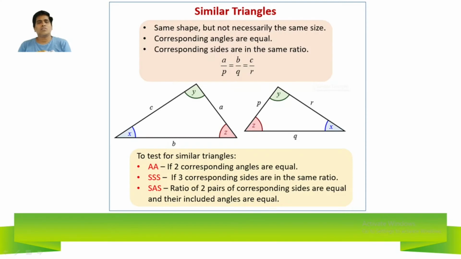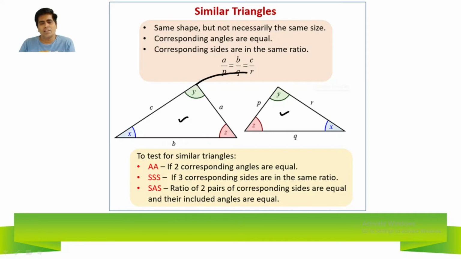Before we solve this question, again we should know about similar triangles. So what are similar triangles? Same shape but not necessarily the same size. Corresponding angles are equal. Corresponding sides are in the same ratio. So he has given one of the triangles here. Here the sizes are different, but the angles are equal.